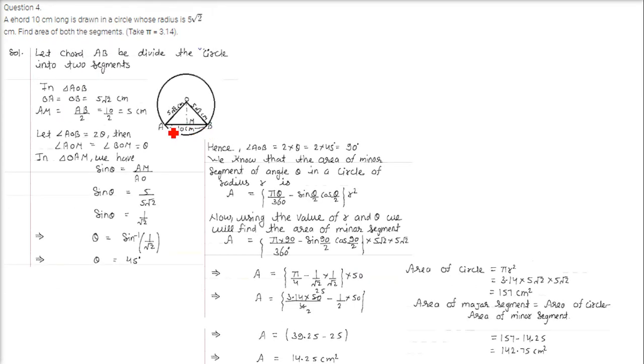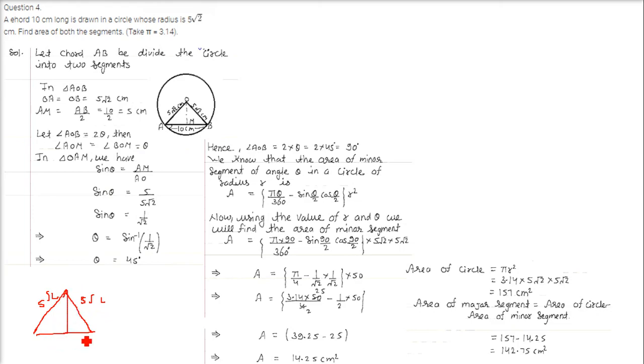Coming to the next question, a chord 10 centimeter long is drawn in a circle whose radius is 5 root 2. Find the area of both the segments. So here we have the same scenario. We have a triangle here. We have this as 5 root 2, this as 5 root 2 because these are radius.